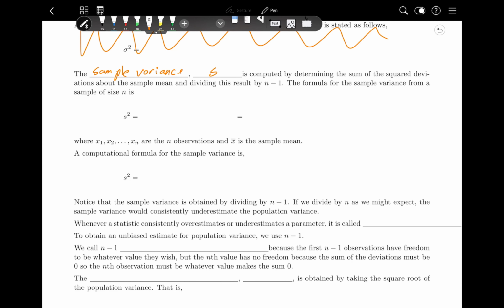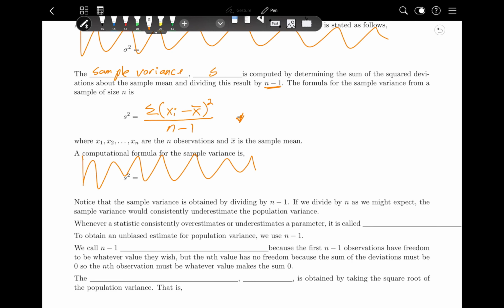So we compute the sample variance by determining the sum of the squared deviations about the sample mean, and then dividing the result by n minus 1. We'll talk about why n minus 1 in a second. But it's the same formula, except with an n minus 1. So it would be the sum of x sub i minus x bar squared over lowercase n minus 1. Okay, so that's the formula. I'm going to skip this computational formula again because we don't really need it. For the most part, we're not going to use these formulas. We're going to use technology to find these.